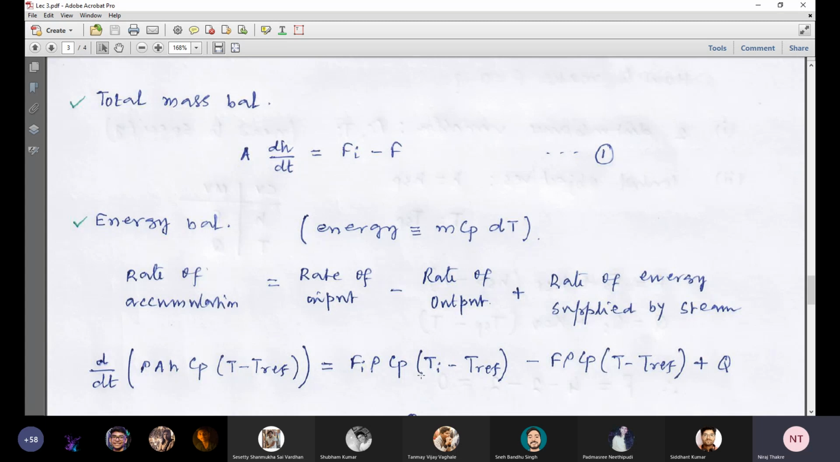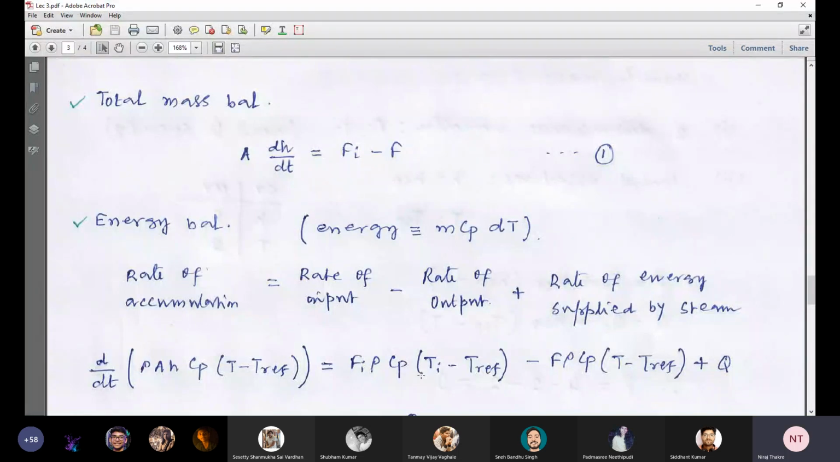You have to see at what reference temperature the coefficient values are given. If they are given at 25 degrees Celsius, you have to consider 25 here. If they are reported with reference to 0 degrees Celsius, in that case here you need to consider 0. Fine.